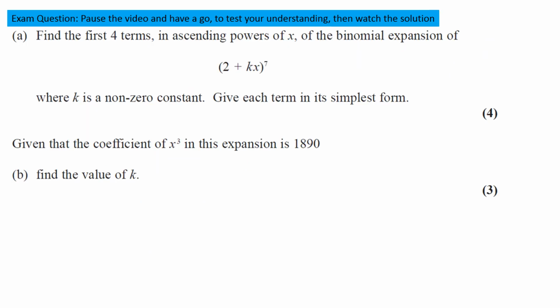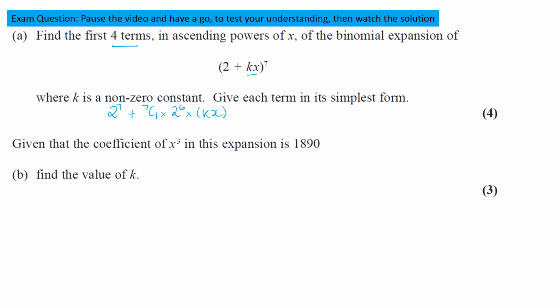So here's another example similar to the last one. So you can pause the video and have a go, or just continue to watch to get the solution. 2 plus kx all to the 7. So we only asked for the first 4 terms, and so the first term is going to be 2 to the 7 plus, and it's going to be 7C1 times 2 to the 6 times our kx.